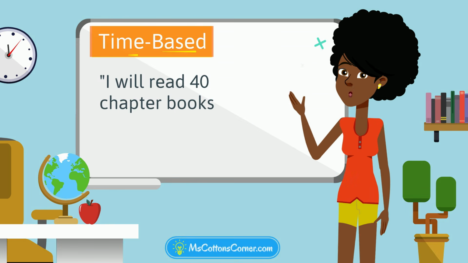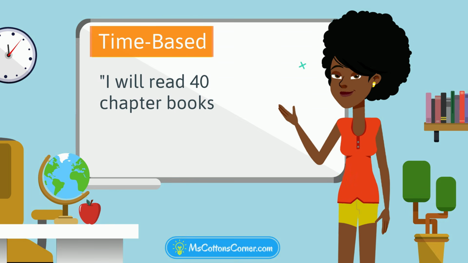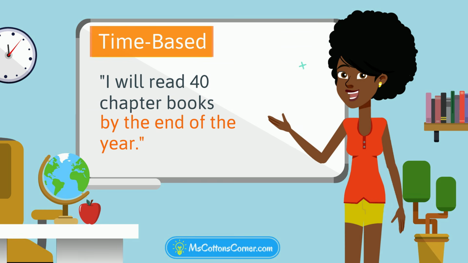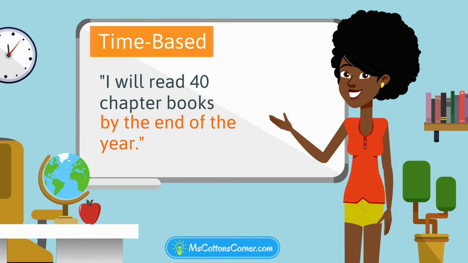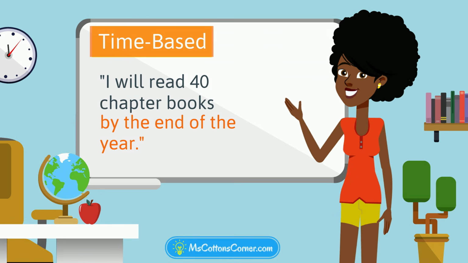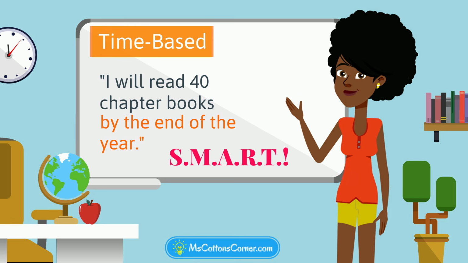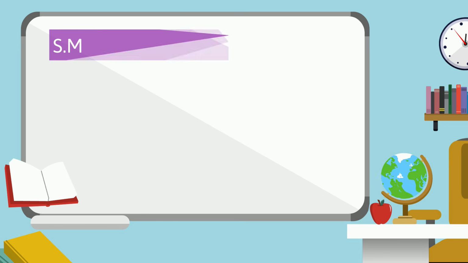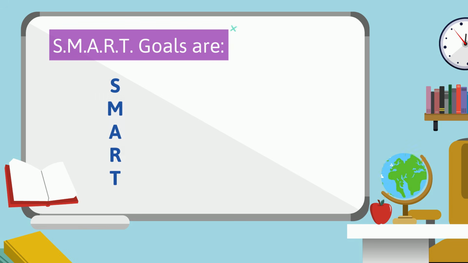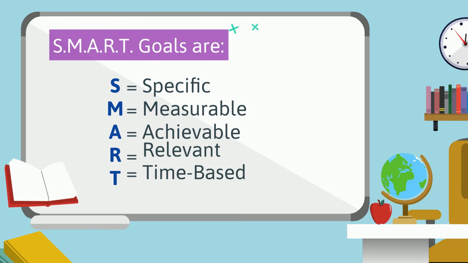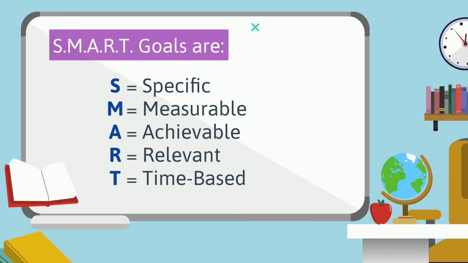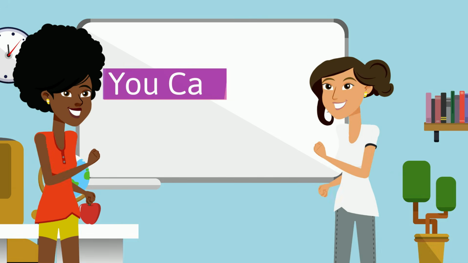SMART goals are time-based. That means they have an ending point. If we take our goal of reading 40 chapter books and add by the end of the year, the goal is time-based, and that makes it SMART. Now you know that SMART goals are specific, measurable, achievable, relevant, and time-based. When you set SMART goals, you can achieve anything!